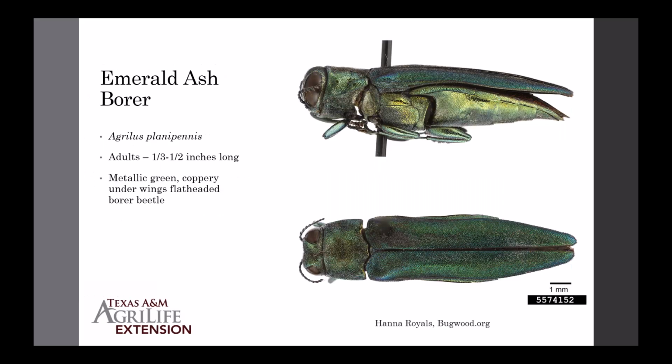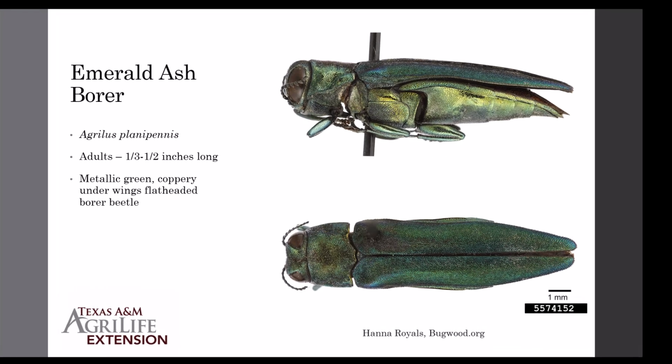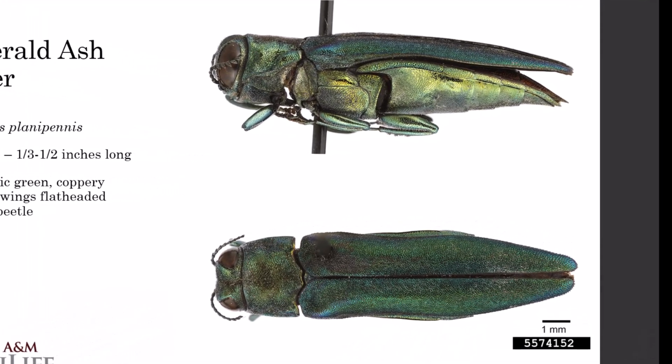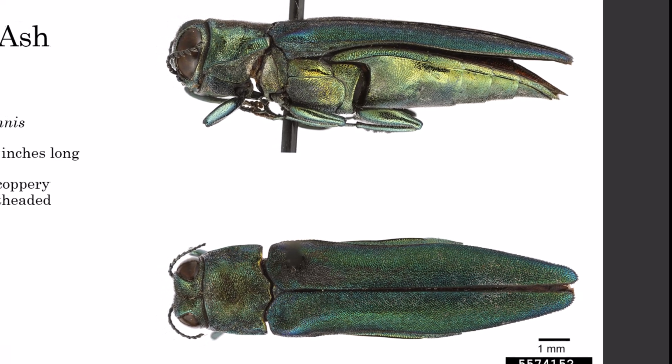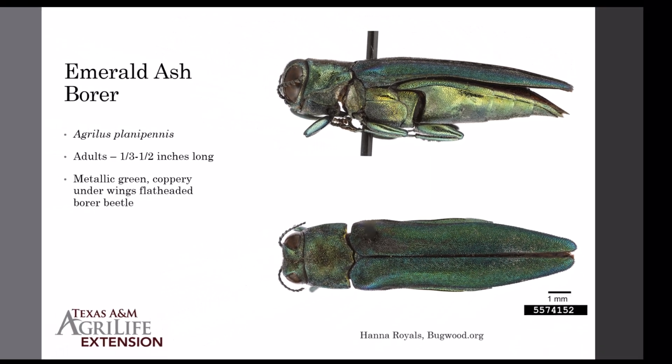The emerald ash borer, Agrilus planipennis, is a striking beetle with metallic green head, thorax, and wings. The underside of the wings are a coppery red coloration. They are relatively small, only about half an inch long at their longest. They have a flattened head and a bullet-shaped body. They are in a group of beetles commonly called flat-headed borers.